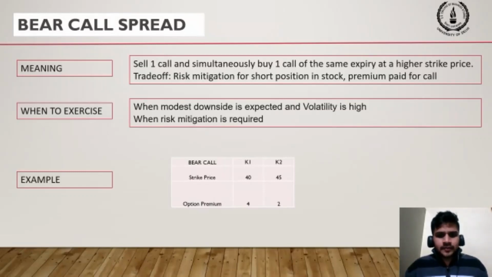All right. So a bear call spread is somewhat similar to the risk mitigation strategy of buying call options to protect a short position in a stock or index. So this can be used in various situations. When in a stock, modest downside is expected by the investor, when in a stock volatility is a bit high, and if the investor is a bit risk averse and risk mitigation is required in this condition. So yeah, we can move forward with the example. So you can see the example in front of you, and we'll solve it in the next slide.